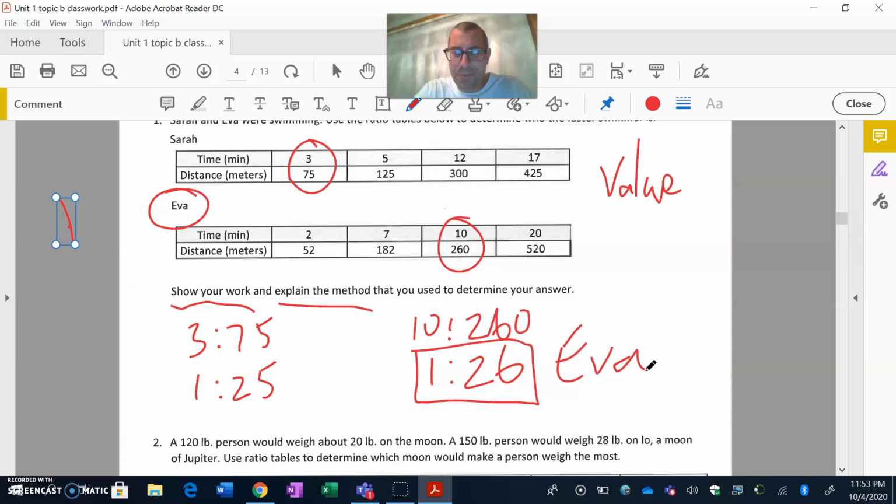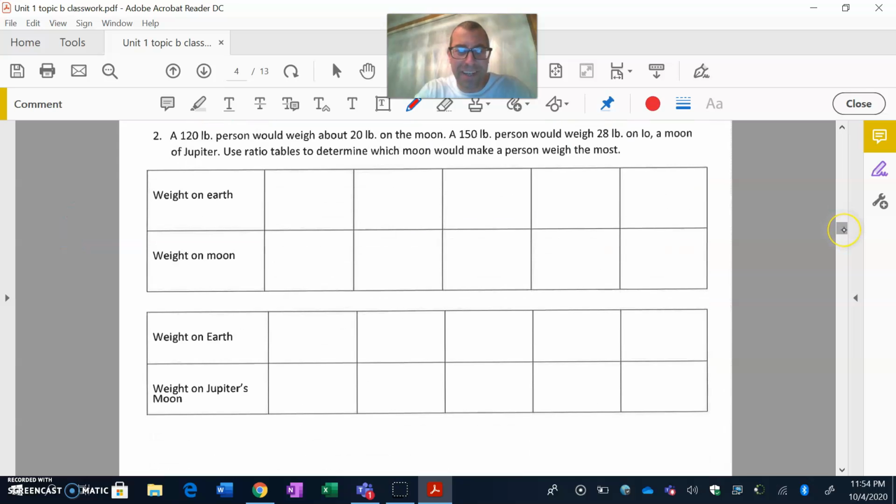There are other ways, which we'll see as we move our way down here. All right. So here we got a 120-pound person would weigh about 20 pounds on the moon, and a 150-pound person would weigh about 28 pounds on Io. And you might as well ask, well, what's Io? Well, it's a moon of Jupiter. Use the ratio table to determine which moon would make a person weigh the most. Okay. So before we were using the value to simplify it. But one of the things that we can watch for in ratio tables is to see if numbers show up again. Let's show you what we're talking about here.